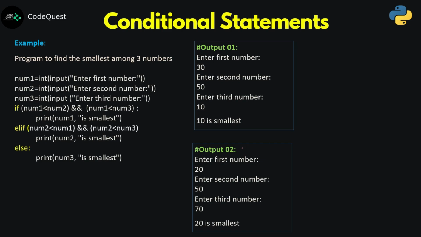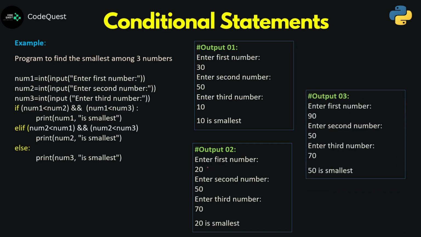If you execute this program once again with a separate set of inputs, let's say the first number is 20, the second number is 50 and the third one is 70. Now num1 less than num2 is true because 20 less than 50 is true. And num1 less than num3 is also true: 20 less than 70 is also true. Because both the conditions become true, I can print that num1 is the smallest, which is nothing but 20.